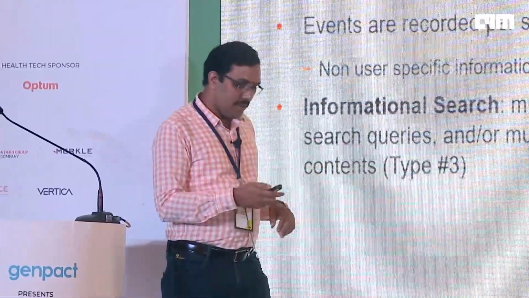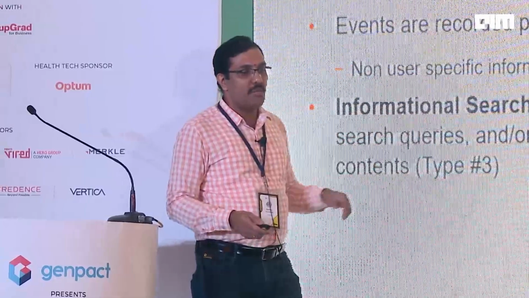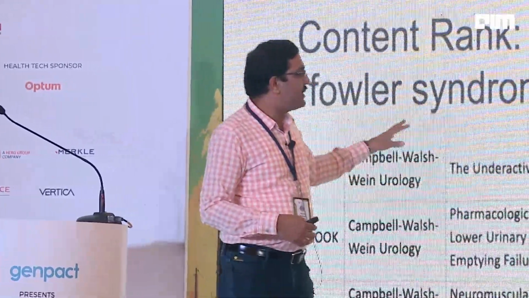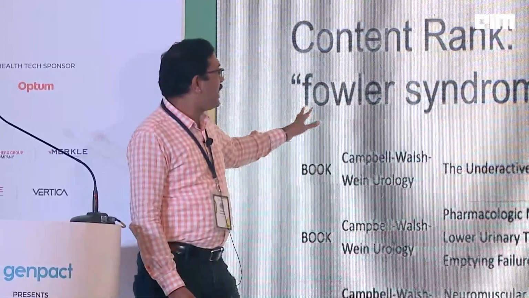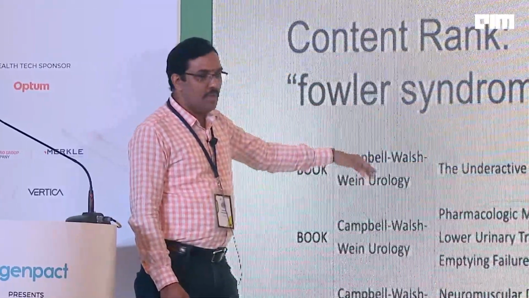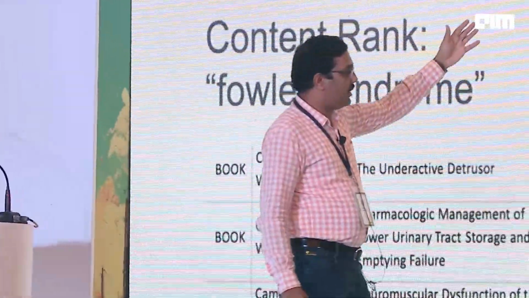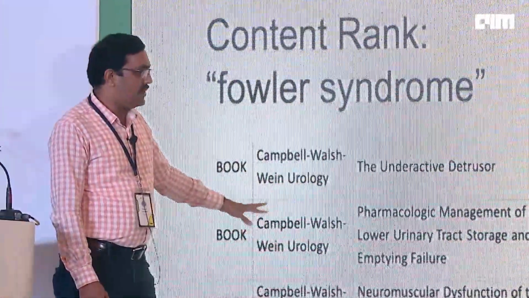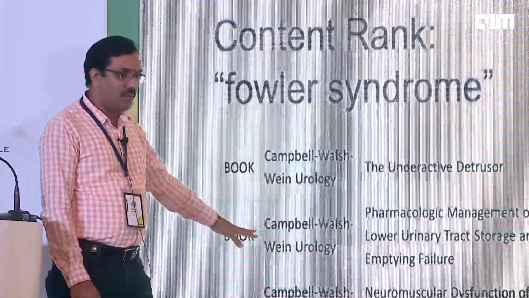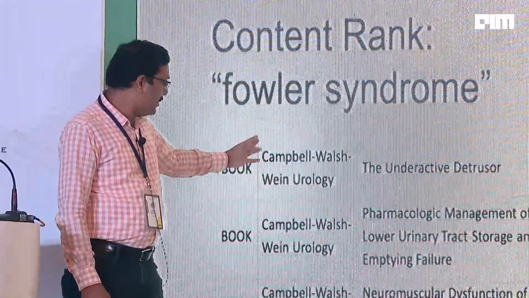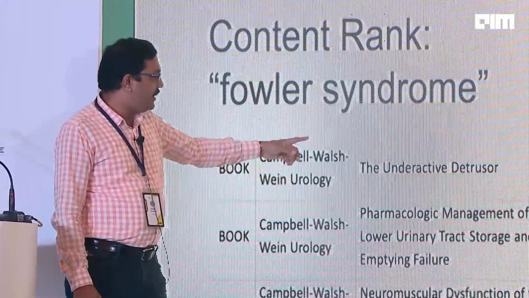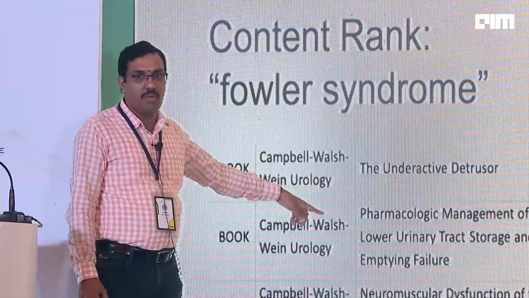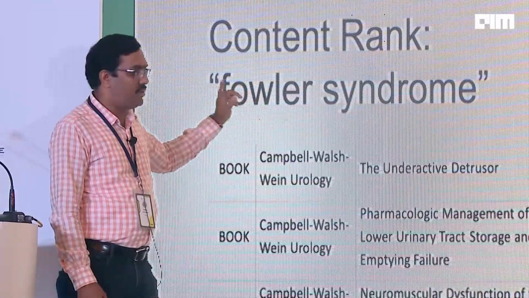So we call these informational search queries, and we do a lot of analysis. Here is one example: the user has searched for Fowler syndrome, and he ends up seeing a set of results, and these are the three results that the user has clicked on. These are all coming from a particular book. The user is looking at different sections or chapters within the same book to get information about this particular search query.